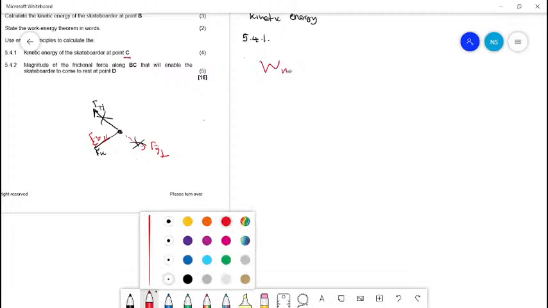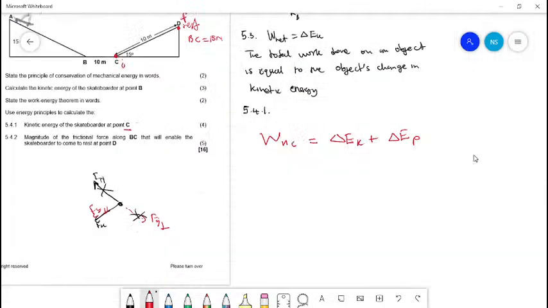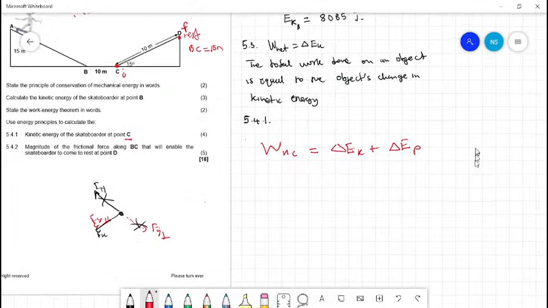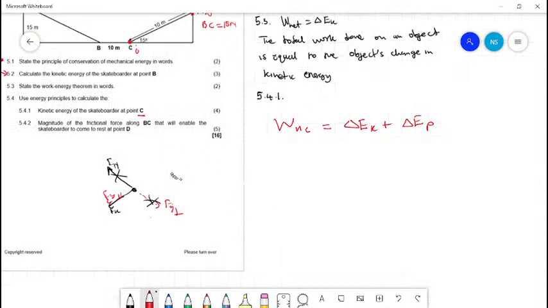WNC equals change in EK plus change in EP. So now we're no longer looking at path CD, we are looking at path BC, right? So they want us to calculate the magnitude of f of k at BC. So we want f of k at BC.